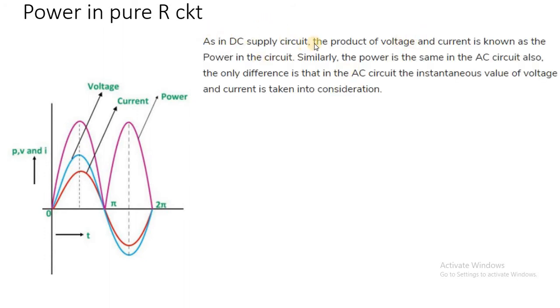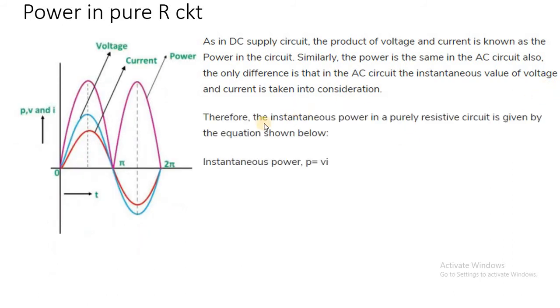As in a DC supply circuit, the product of voltage and current is known as the power in the circuit. Similarly, the power is the same in an AC circuit also. The only difference is that in an AC circuit, the instantaneous values of voltage and current are taken into consideration. So the instantaneous power in a pure resistive circuit is given by the equation p, which is the product of small v and small i, where v is the instantaneous voltage and i is the instantaneous current.